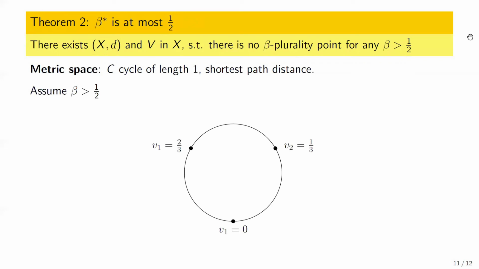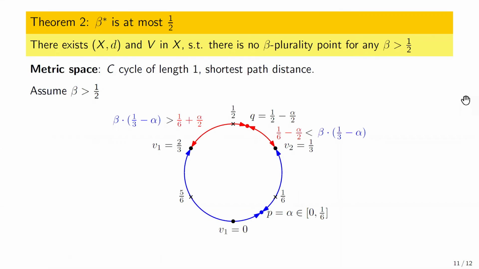Assume that beta is strictly larger than half. We choose our voter set to be these 3 points equally spaced on the cycle. So V1 is at 0, V2 is at 1/3, and V3 is at 2/3. Consider a point P a distance alpha from V1, and we can assume that alpha is between 0 and 1/6 because all the other cases are symmetric. We will now show that P cannot be a beta plurality point. Consider another point Q located at half minus alpha over 2.